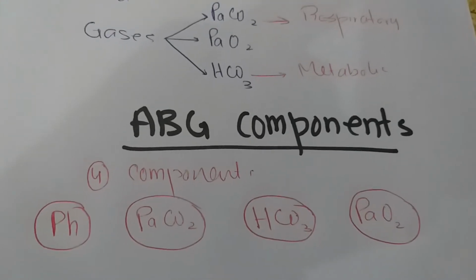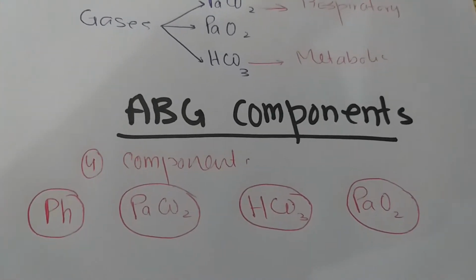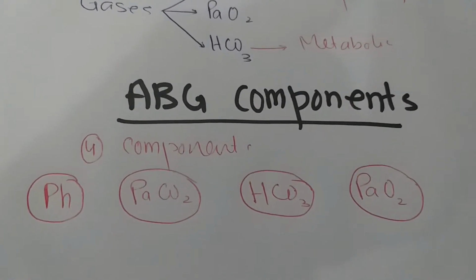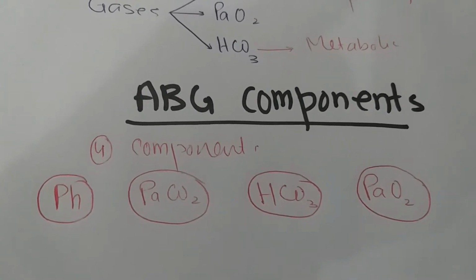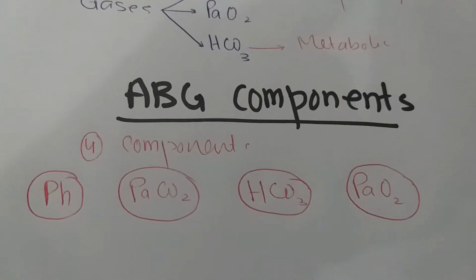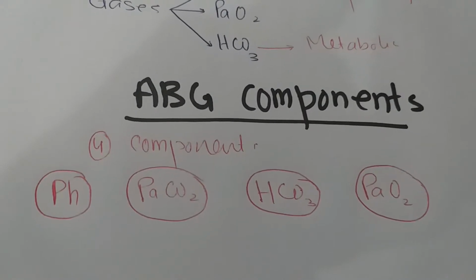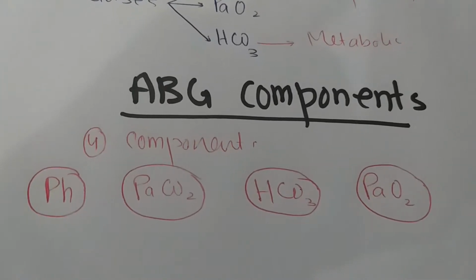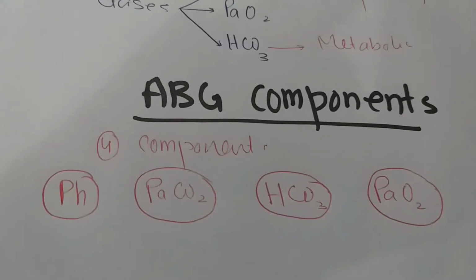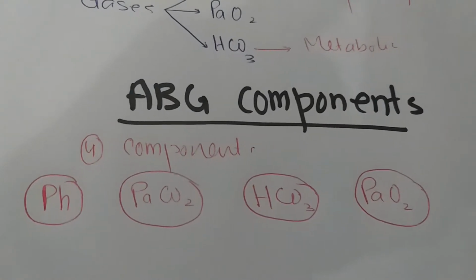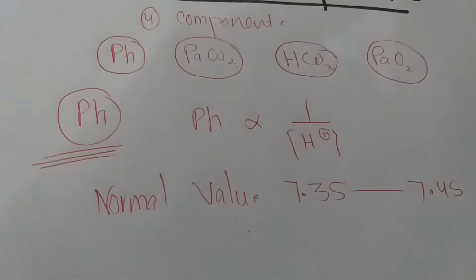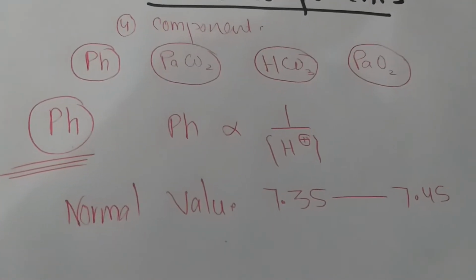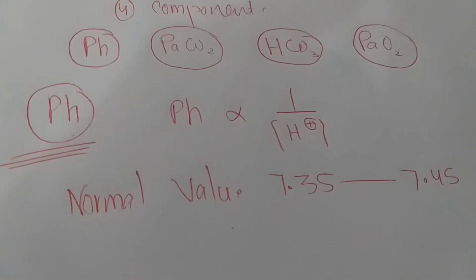Whenever we read ABGs, there are four components in the interpretation or understanding of the ABGs: pH, PaCO2, bicarbonate, and PaO2. pH, partial pressure of carbon dioxide, bicarbonate, and partial pressure of oxygen. Partial pressures are taken in millimeter of mercury, and bicarbonate is taken in milliequivalent per liter. Now, if we talk about the first component of the ABGs, it is pH. What is pH? pH is the inverse log of the hydrogen ion.